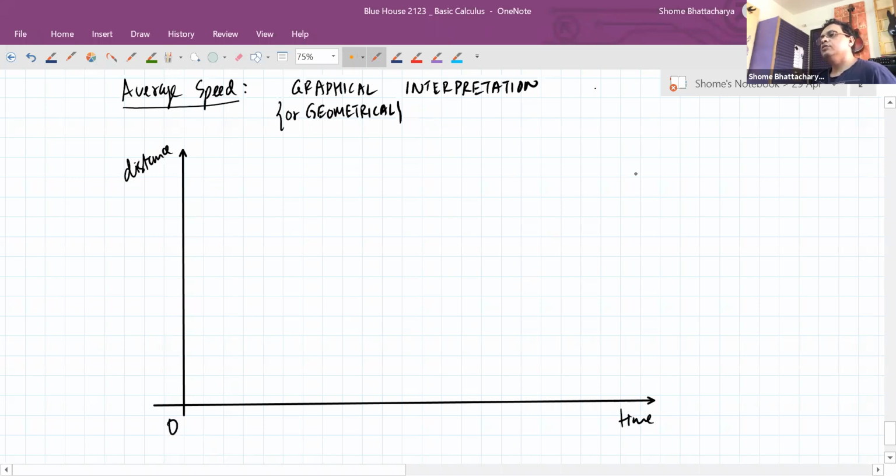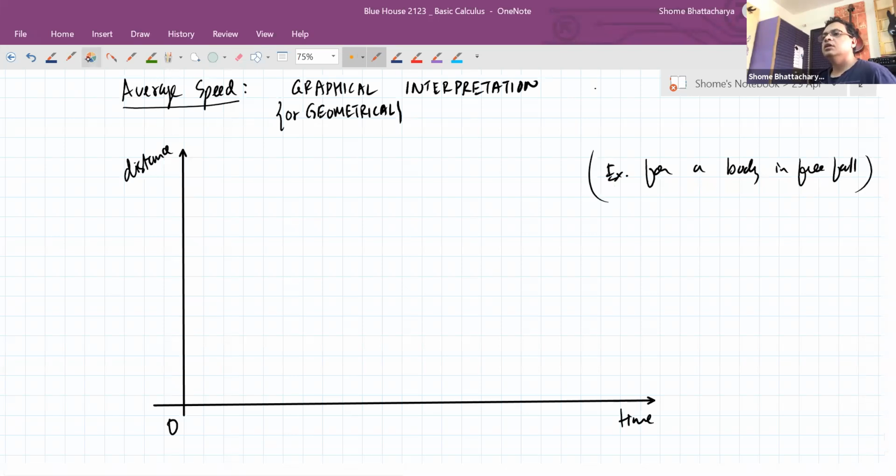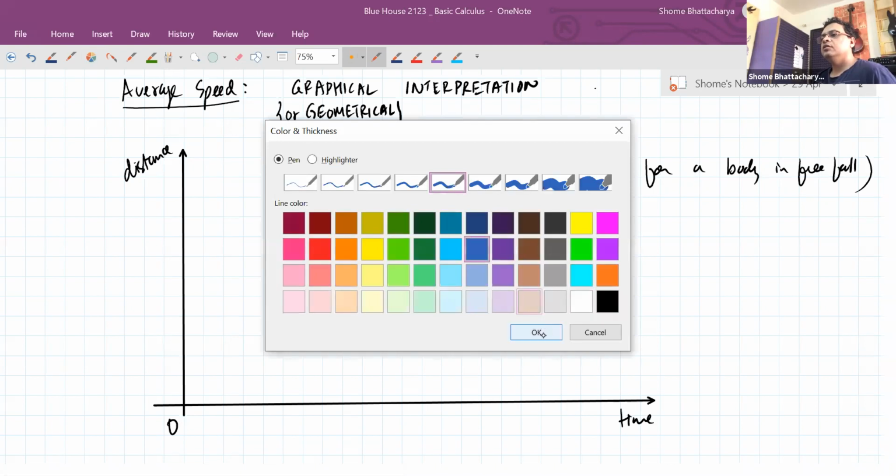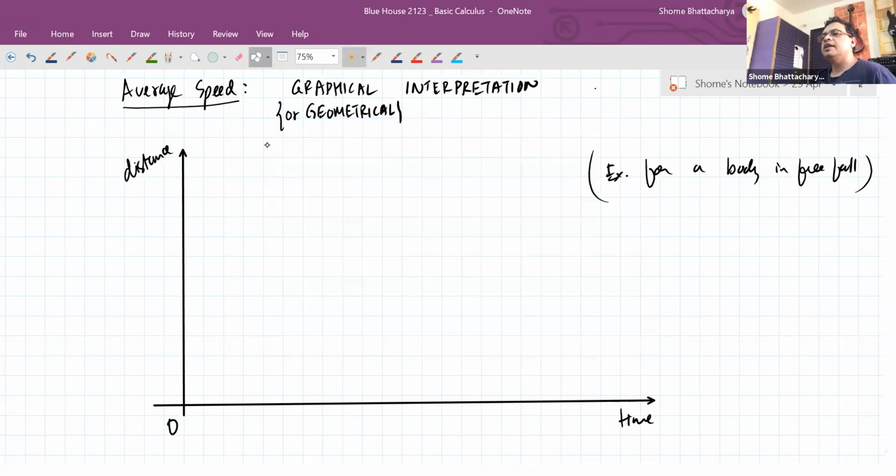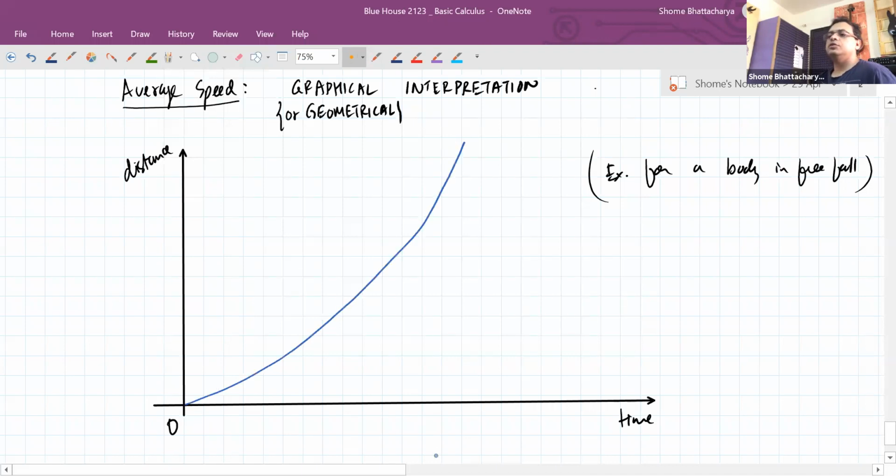It becomes the slope of a particular line, which is called the secant line. So if this is distance time for a body in free fall, for example. Without going into equations, just logically we have understood that because of the gravitational pull of the earth, the speed is increasing with time. So it's covering larger and larger distances in equal intervals of time. So it's doing this.